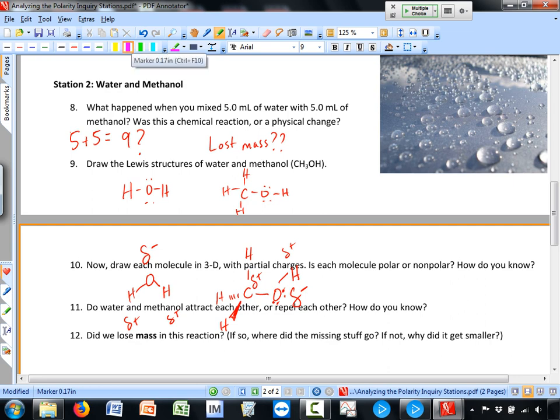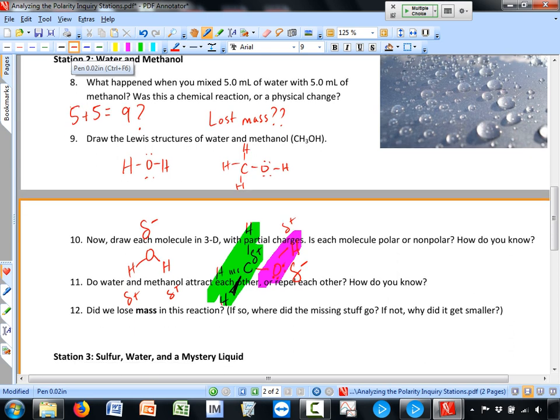Is this a polar molecule? We've got a negative side, and we've got a positive side. Why is that important? First of all, did you see them mix? Did the water and methanol mix? Sure thing. Does that make sense? They're both polar. Okay. Do you think that they attract each other or repel each other? They attract each other.